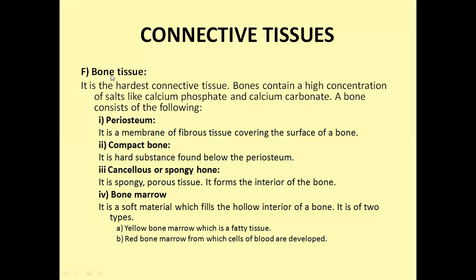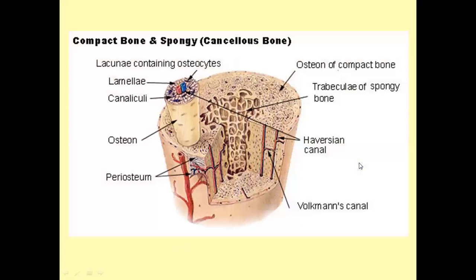Coming to the last thing, bone tissue. It is the hardest connective tissue and contains a high concentration of calcium phosphate and calcium carbonate. It consists of the periosteum, a fibrous membrane covering the surface of the bone. Compact bone is a hard substance found below the periosteum. Cancellous or spongy bone is porous and forms the interior of the bone. Bone marrow is a soft material which consists of yellow bone marrow, which is fat tissue, and red bone marrow from which the blood cells develop.